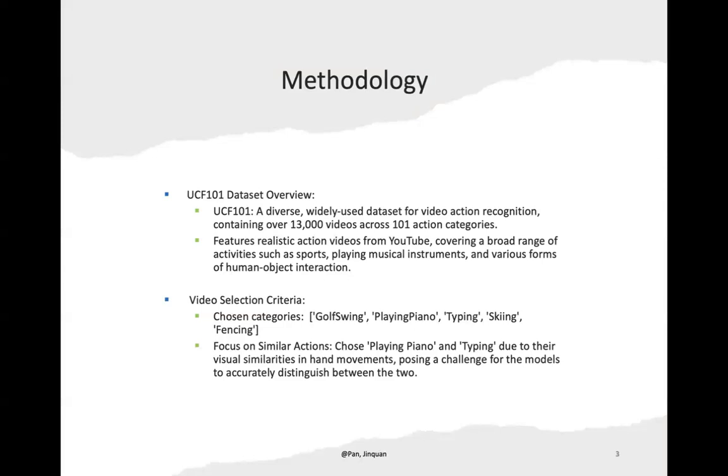And out of the 101 action categories, we choose five specific categories. That is golf swing, playing violin, playing piano, typing, skiing, and fencing. The reason we focus on similar actions, playing piano and typing, is their visual similarity in hand movement, posing a challenge for the model to accurately distinguish between the two.